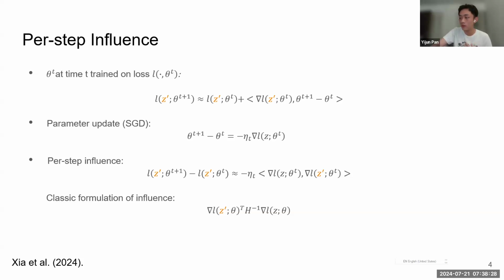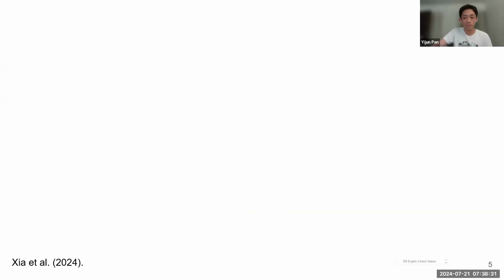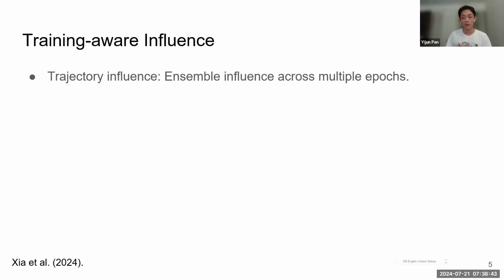Great. So one problem with previous formulations of influence functions is that the training dynamics is not incorporated into the estimation of influence. But we can ensemble the influence calculated across multiple epochs, and thus we can even out the error introduced by the position of a data point during training.